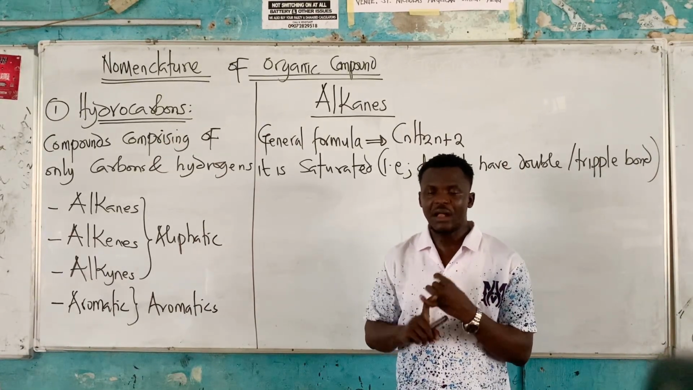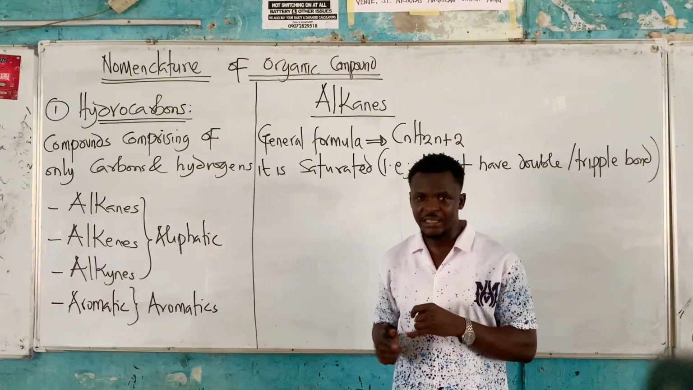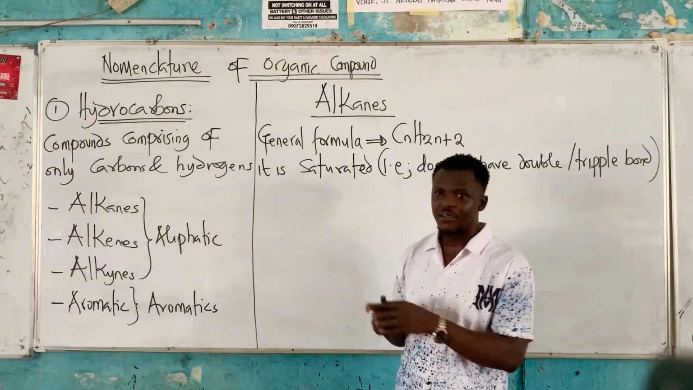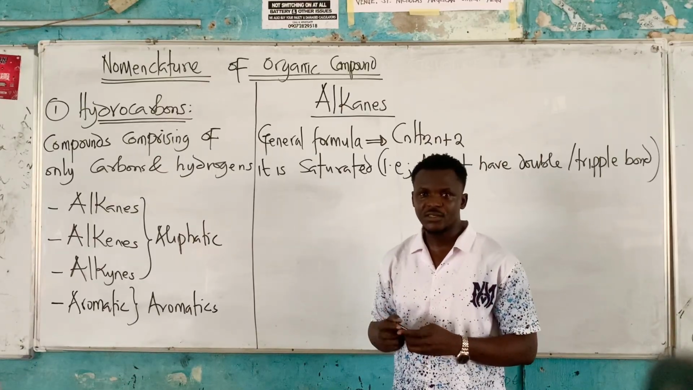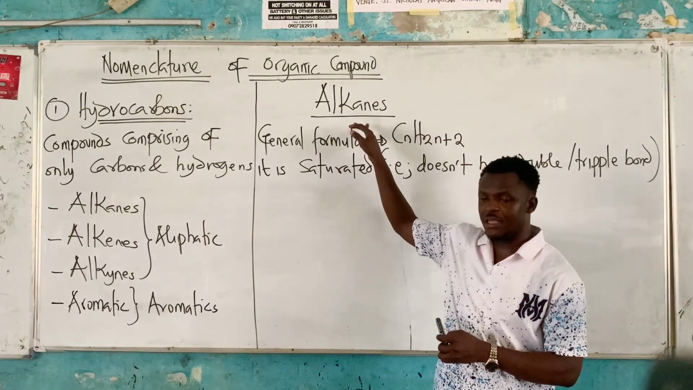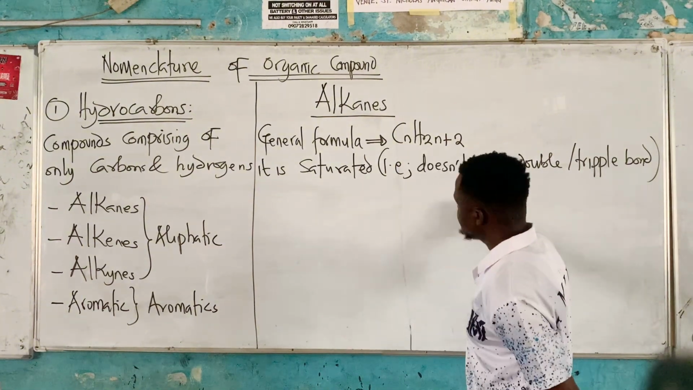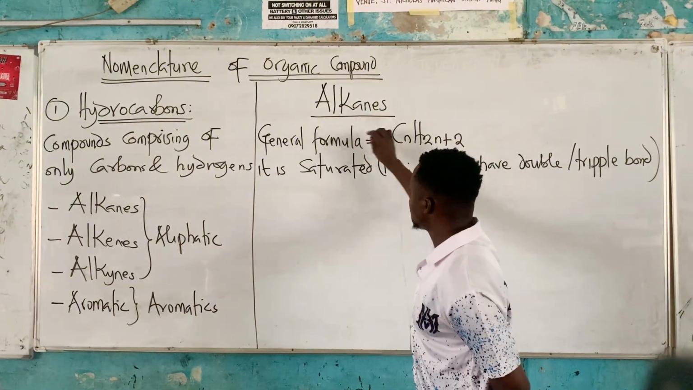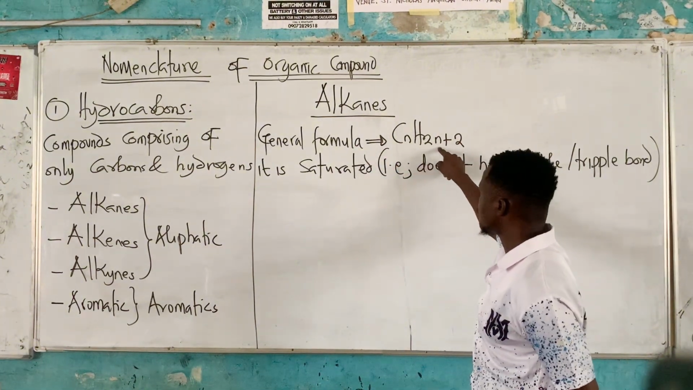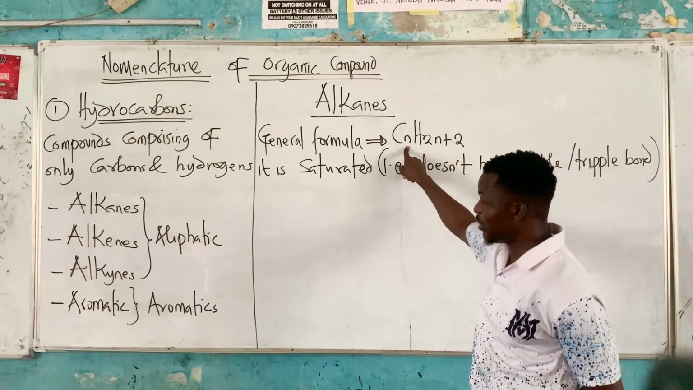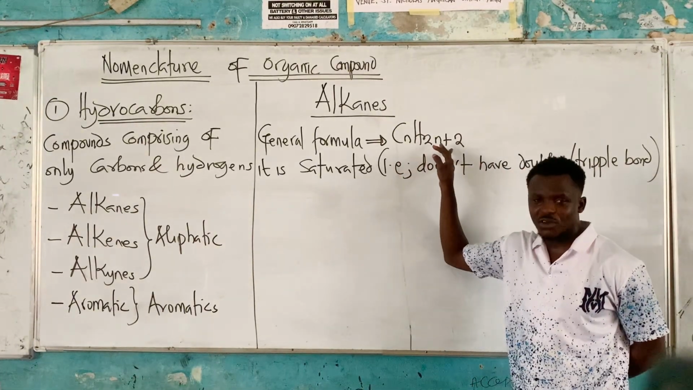Because when we want to name alkenes, we always make reference to alkanes. We want to name carboxylic acid, we make reference to this guy. So once you understand how alkanes are being named, at least you've gotten the basics. All right, so before we proceed, alkane has a general formula of CnH2n+2, where the n is the number of carbons. I'm very sure a lot of us are familiar with this already.